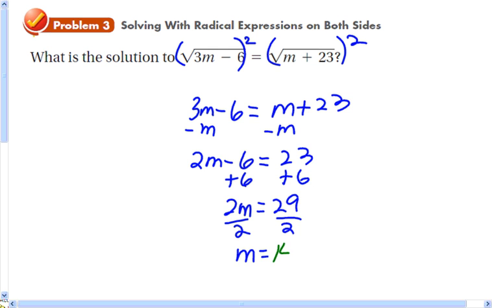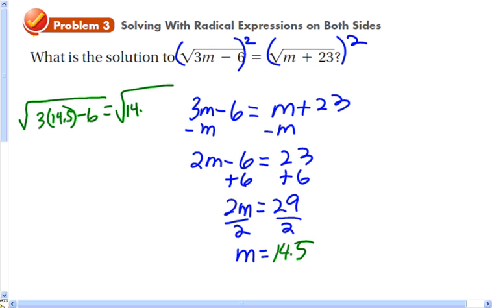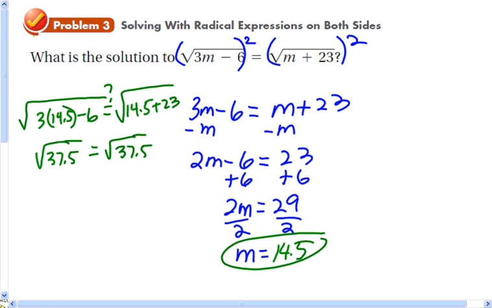14.5, see if it works. And so we're going to do the square root of 3 times 14.5 minus 6, see if that's equal to the square root of 14.5 plus 23. And when we do that, we get square root of 37.5 is equal to the square root of 37.5. And that's true, so that solution works. All right, you try it.